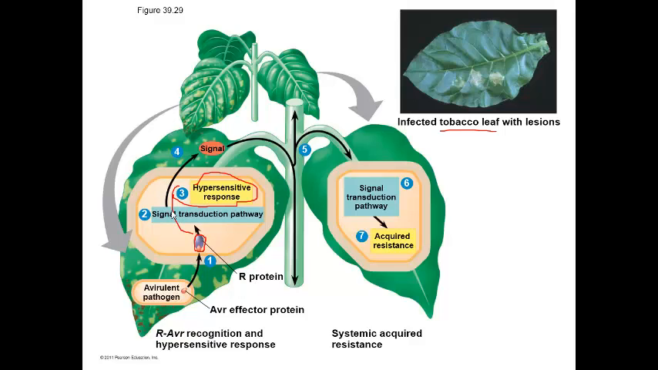This signal transduction pathway is going to cause a release of a signal, in this case salicylic acid, and salicylic acid is going to initiate a signal transduction pathway that leads to systemic acquired resistance. This acquired resistance takes place across the entire plant, and it's going to protect the entire plant against the pathogen. This concludes our video on plant defenses against herbivores and pathogens.